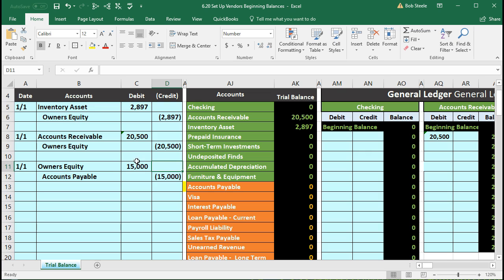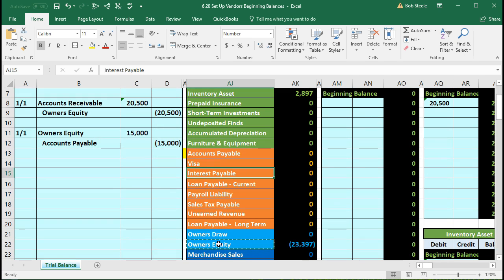So we're going to record this now. We're going to record the owner's equity first. Remember, that's in order, the accounts in order. We've got the assets, the liabilities, and the equity.